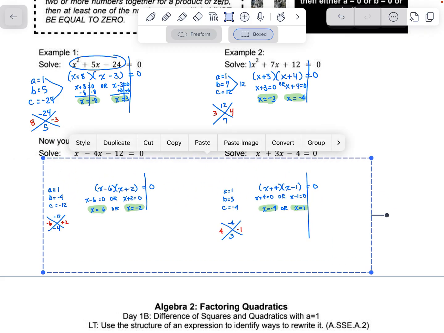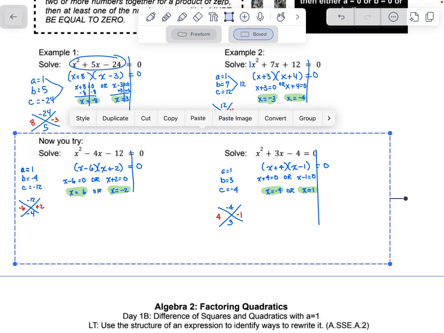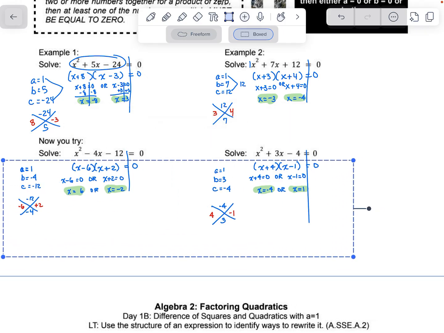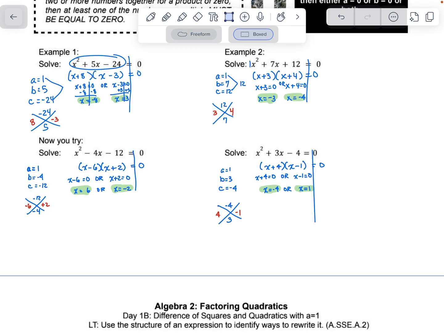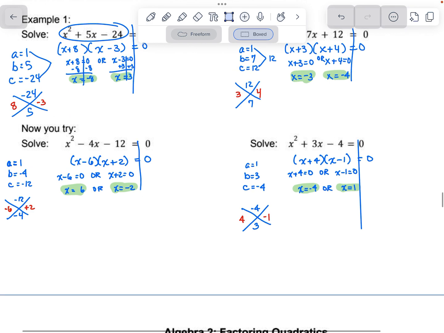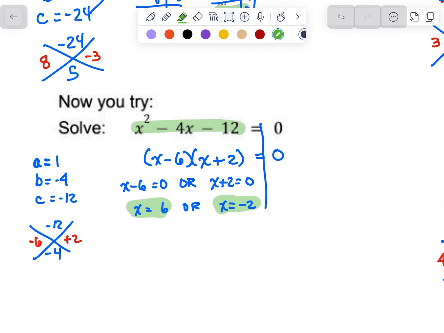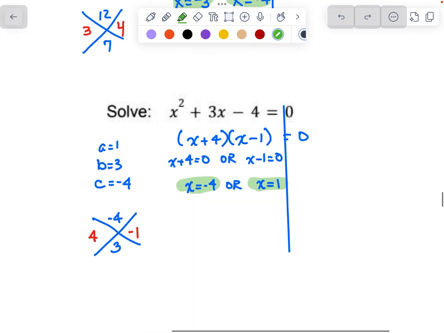And then here are the other two solved for you. Setting your quadratic equal to 0, making sure there are no common factors, and then finding your factored form, and then setting each factor equal to 0. And so we have a solution of x equals 6 and x equals negative 2 for this one. And again, if you were to graph this quadratic, you would see that it crosses the x-axis at those two places.